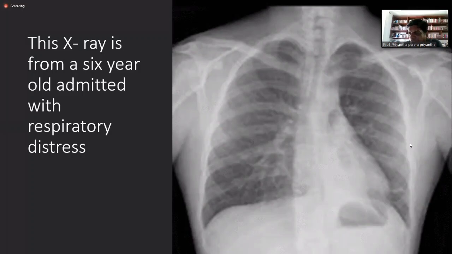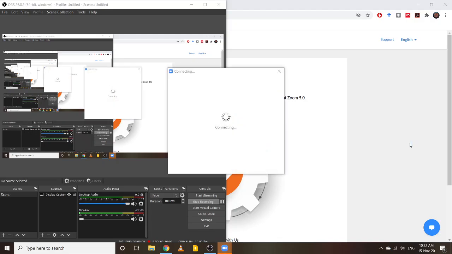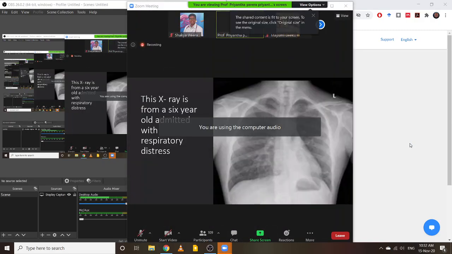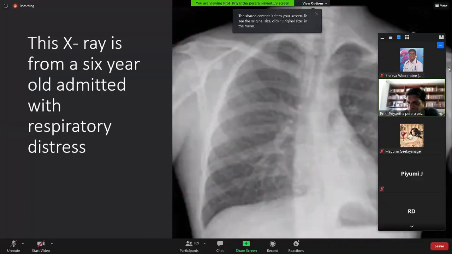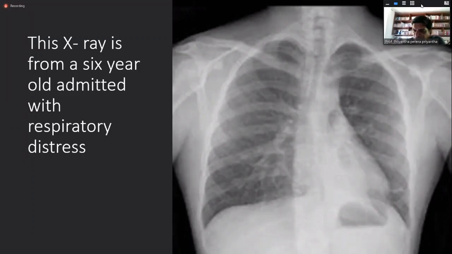Look at it. Also respiratory distress. This is asthma actually, right? This is a child with asthma. This is what you'll get in a child with asthma. So there is hyperinflation. That's all you can see.